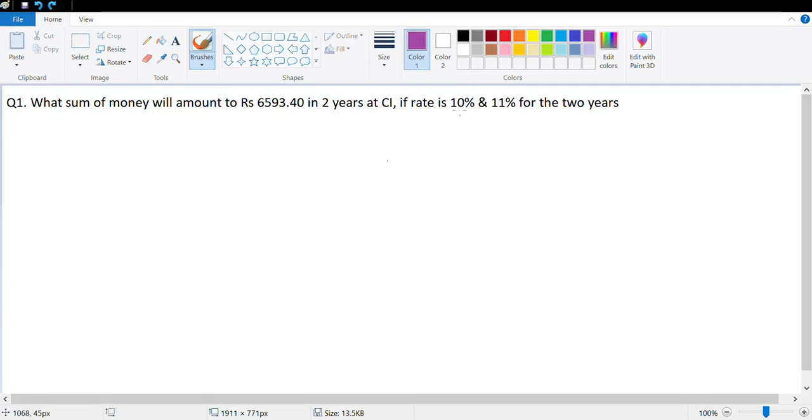Hi guys, let's look at the solution to the homework questions of exercise 2D. The homework questions were 4, 1, 4, 7 and 8. So I'm looking at question number 1 now.